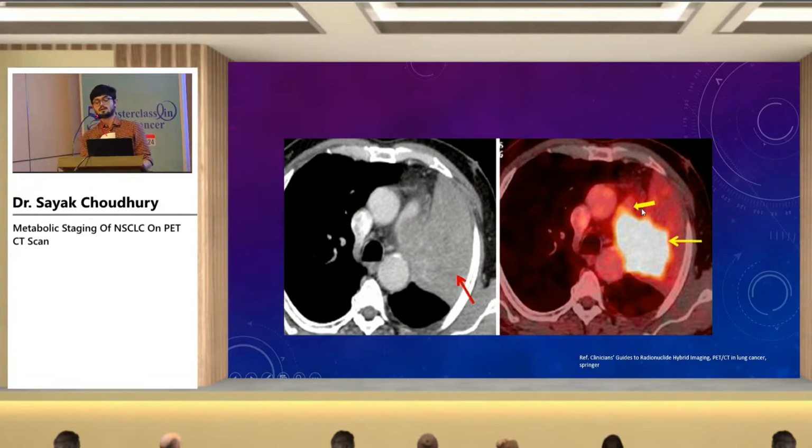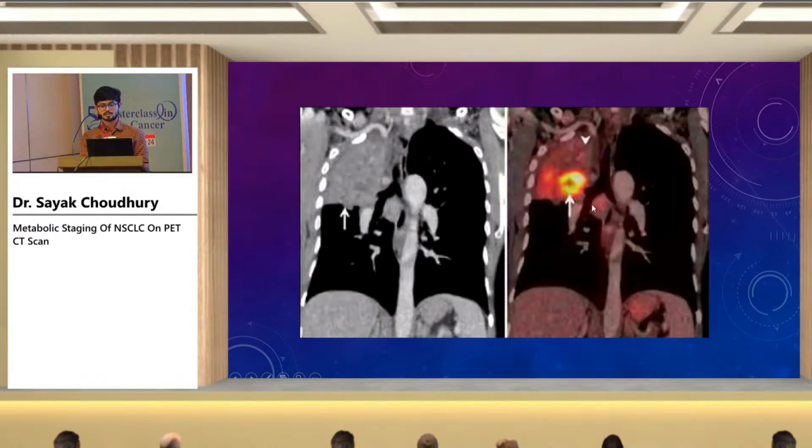This kind of fusion scan is very easy for radiotherapy people for RT planning, because they can see the metabolically active volume of the disease, which they can target as their GTV. So this is another case where the hilum is infiltrated and there is a huge area of consolidation and collapse, but the bulk of the tumor is small.